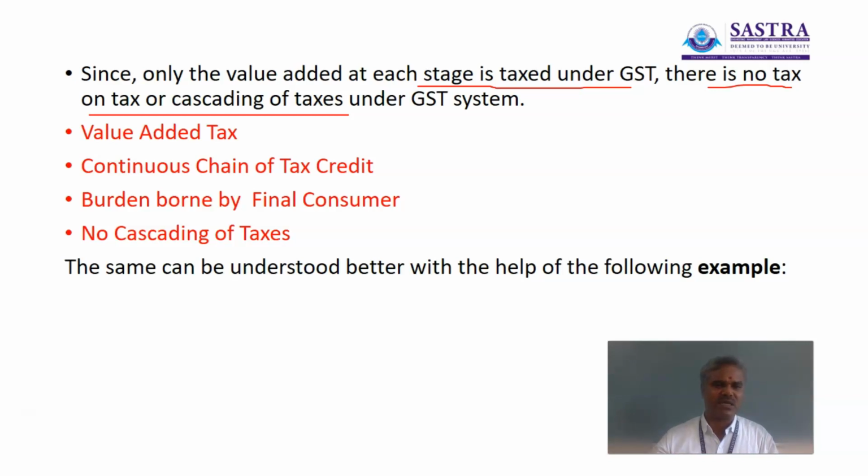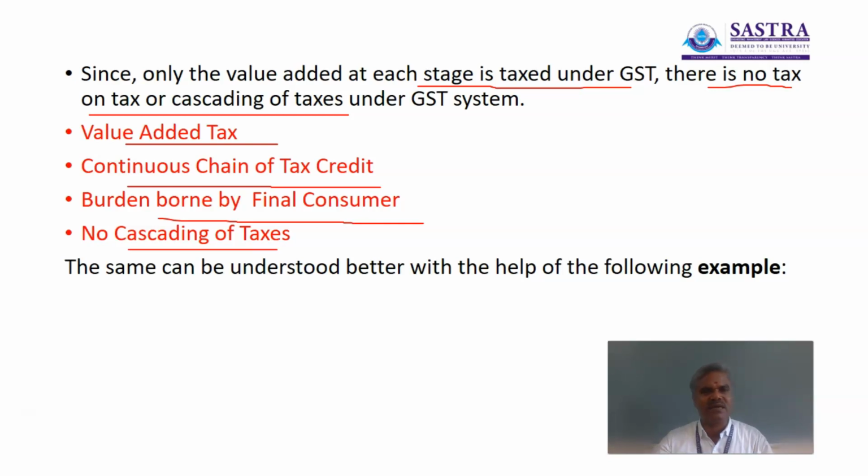Value added tax, this is also called value added tax. Then a continuous chain of tax credit, burden borne by the final consumer, no cascading. These are the unique features of value added tax. How much you add? Further, you have to collect tax only for this value from your customer or from the next person in the supply chain.